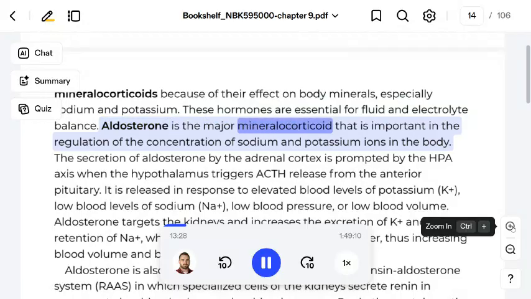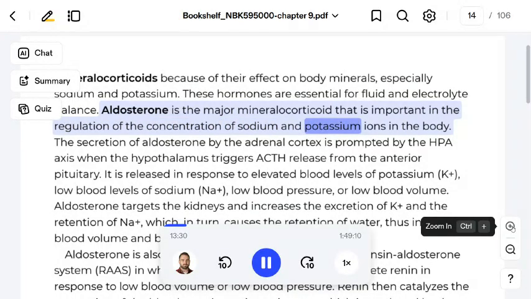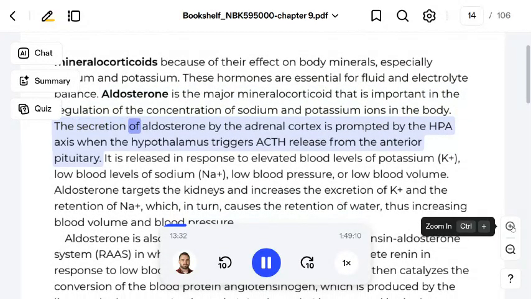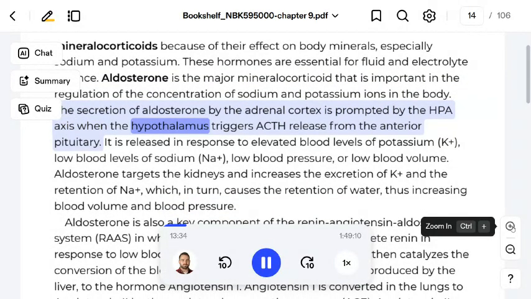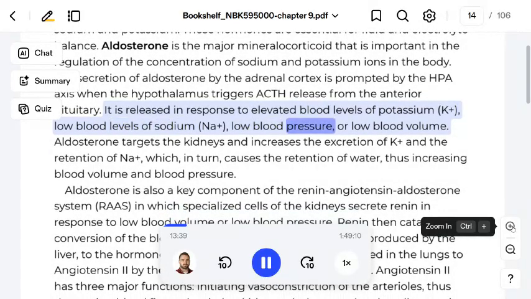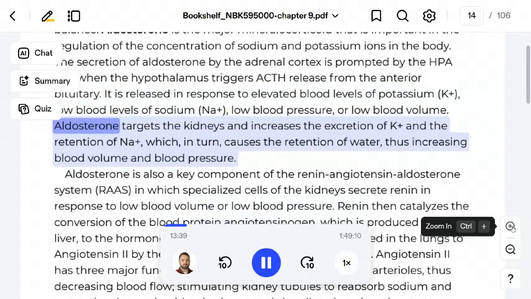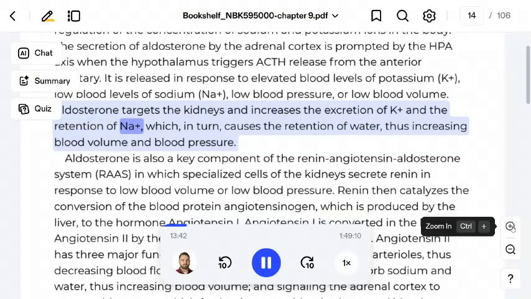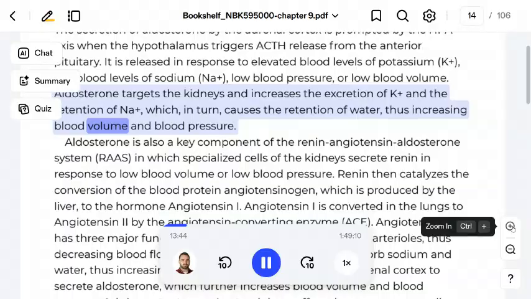Aldosterone is the major mineralocorticoid that is important in the regulation of the concentration of sodium and potassium ions in the body. The secretion of aldosterone by the adrenal cortex is prompted by the HPA axis when the hypothalamus triggers ACTH release from the anterior pituitary. It is released in response to elevated blood levels of potassium, low blood levels of sodium, low blood pressure, or low blood volume. Aldosterone targets the kidneys and increases the excretion of K+ and the retention of Na+, which, in turn, causes the retention of water, thus increasing blood volume and blood pressure.